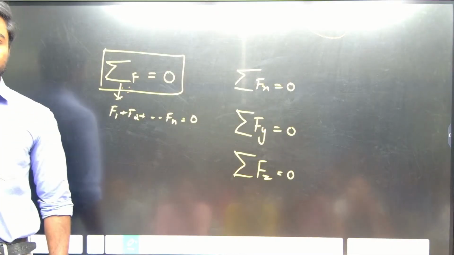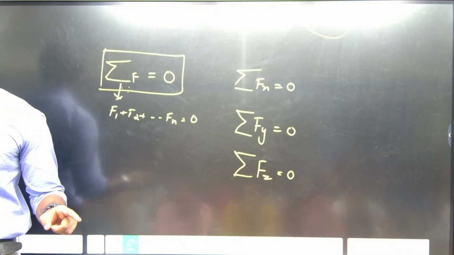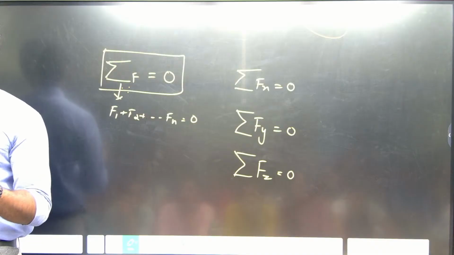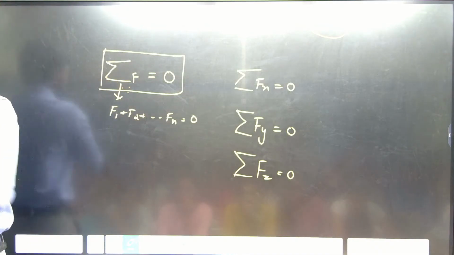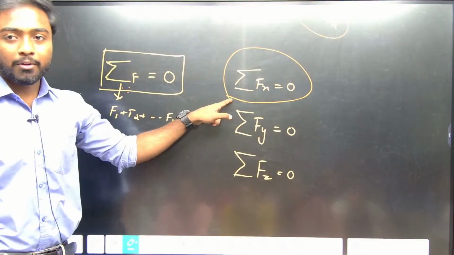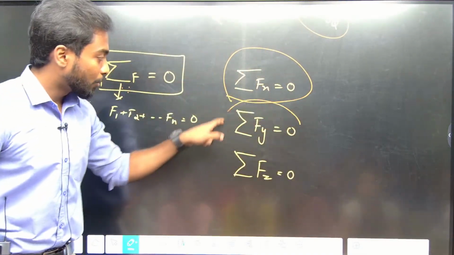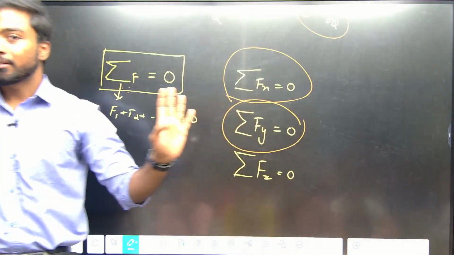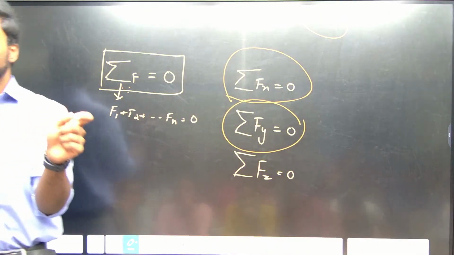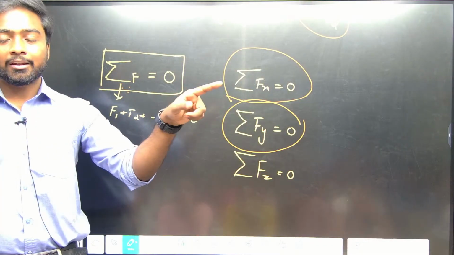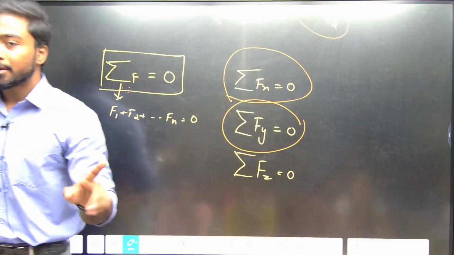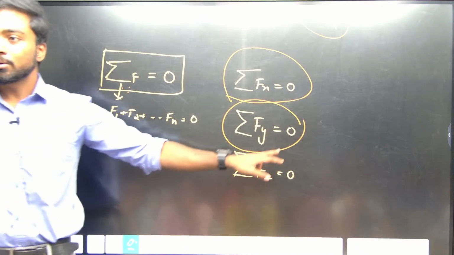Resolution into components. After taking the components, I should check only the forces acting in the x direction. Only x direction should be substituted here. Next, vertical, that is y direction. Getting the point? Whatever forces are acting in the y direction, only those forces I should consider. Whatever forces are acting in the x direction, only those should be considered. So the summation should be equal to 0.